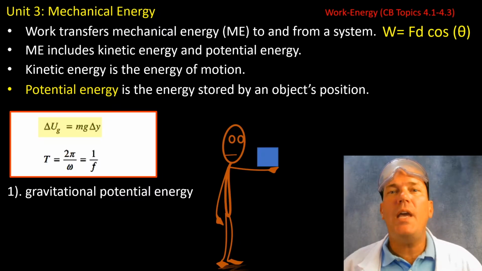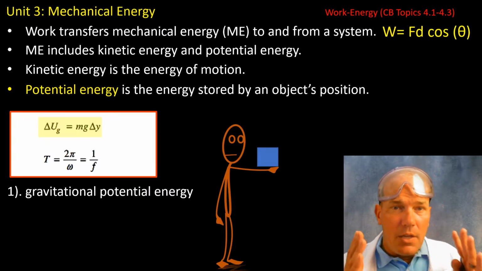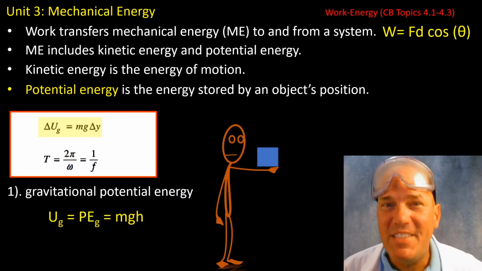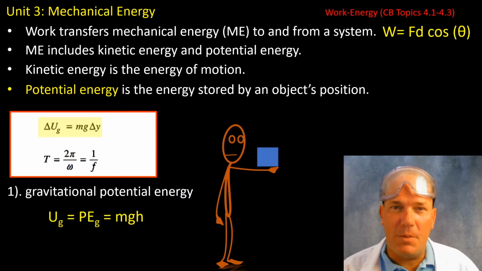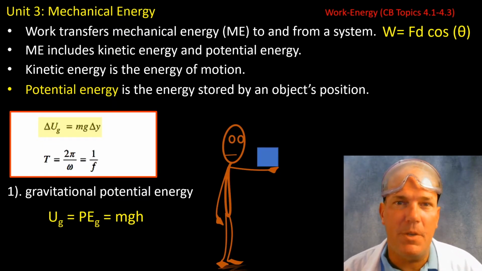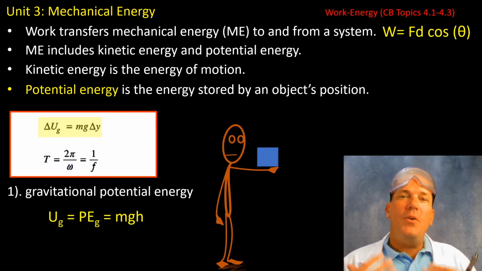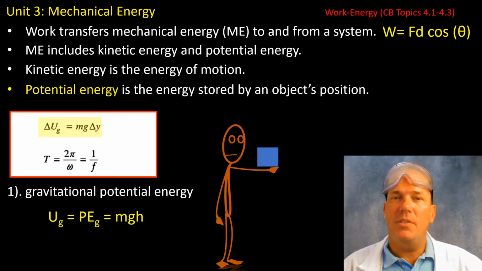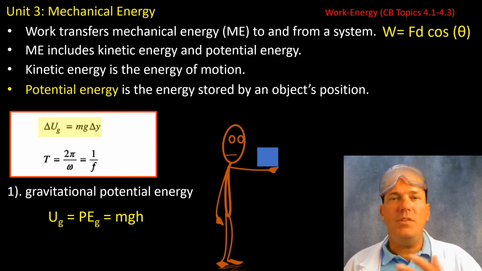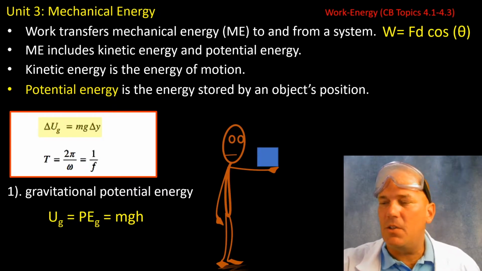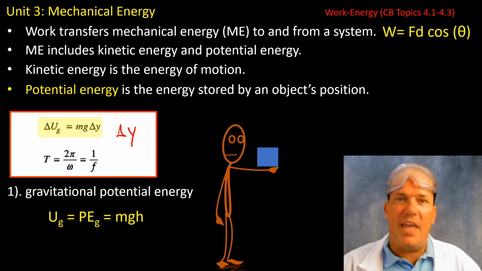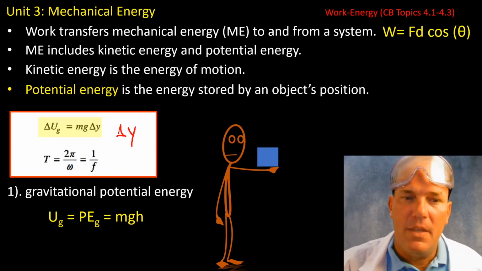So there are two types we'll talk about in this course. The first one is gravitational potential energy, which can be represented with a capital U subscript G, also capital PE subscript G, and those are equal to mass times little g multiplied by the change in height. So on the College Board sheet, you can see delta y here, and that is here represented just as that height, the change in height that occurs.